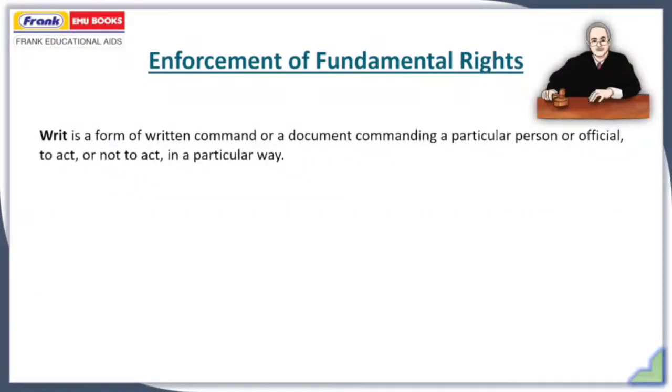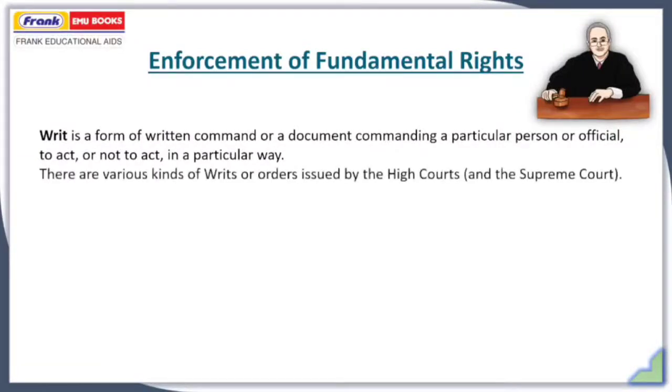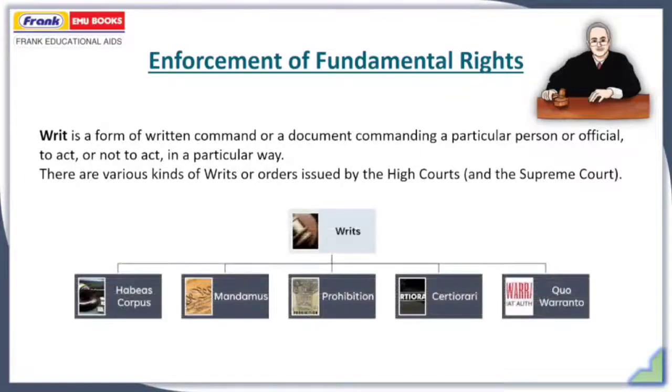A writ is a form of written command or a document commanding a particular person or official to act or not to act in a particular way. There are various kinds of writs or orders issued by the High Court and the Supreme Court as well. And the writs are of five types: habeas corpus, mandamus, prohibition, certiorari, and quo warranto.